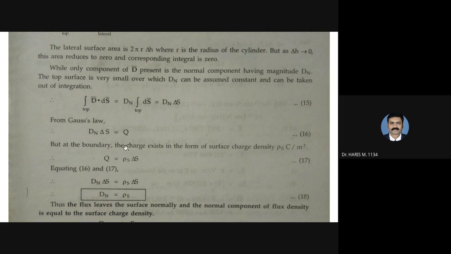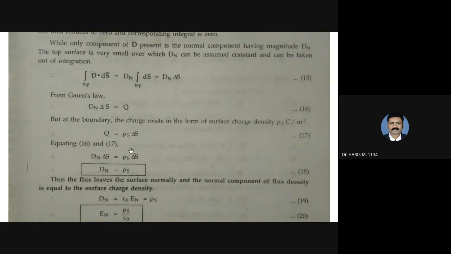Ultimately, you substitute the value of this rho s in the previous equation. Q will be equivalent to rho s into delta s. So substitute the value of this q in the previous equation, that is, in 16. We can write it as dn delta s is equal to rho s delta s. So we have delta s on both sides. You can neglect it, so the remaining will be dn is equivalent to rho s.